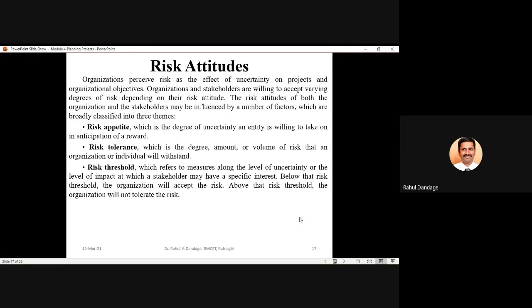When we talk about the risk threshold, it is with respect to a certain level of uncertainty. Below that level, the organization will accept the risk. If it goes above that level, then the organization will think about whether the risk needs to be transferred or mitigated in a proper sense. Above that risk threshold, the organizations will not tolerate the risk. So they will attack that particular risk, respond to it very strongly, and they will not accept that particular risk category.